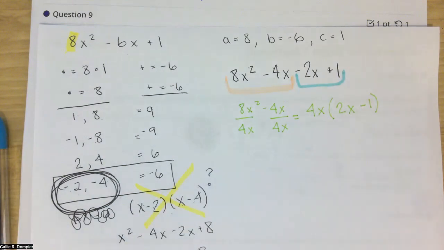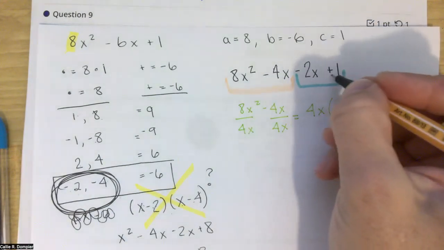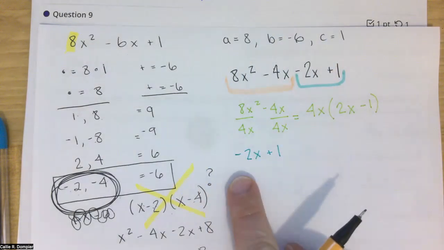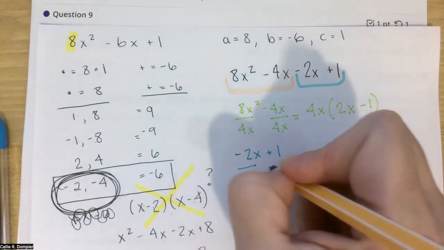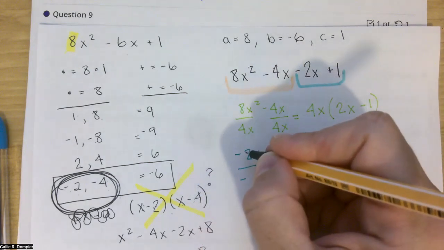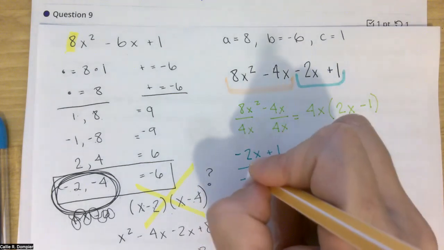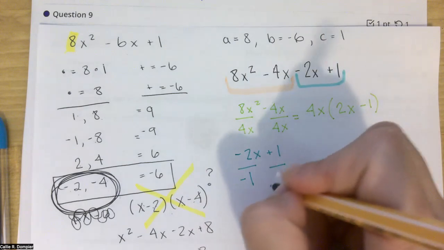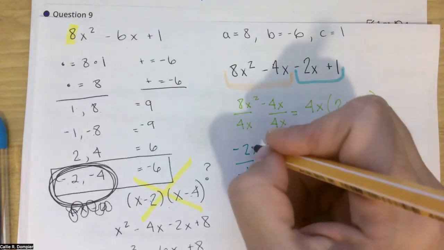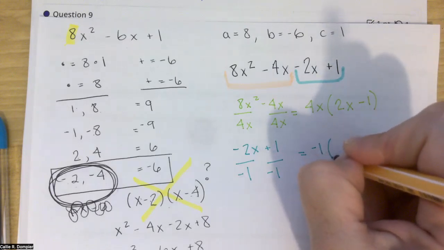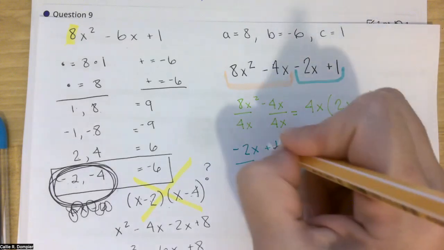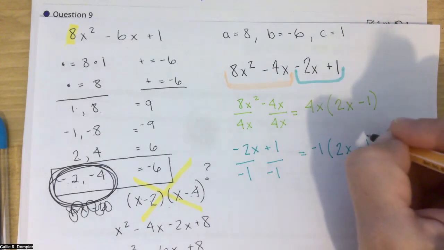The other one, -2x plus 1. Remember, if that's a negative, the term you're going to divide by is going to be a negative. So I'm just going to say it's -2 and 1. The only common factor is 1, and there's no common x. So I'm just going to divide both terms by -1. Put that on the outside. -2x divided by -1 is a +2x. 1 divided by -1 is a -1.